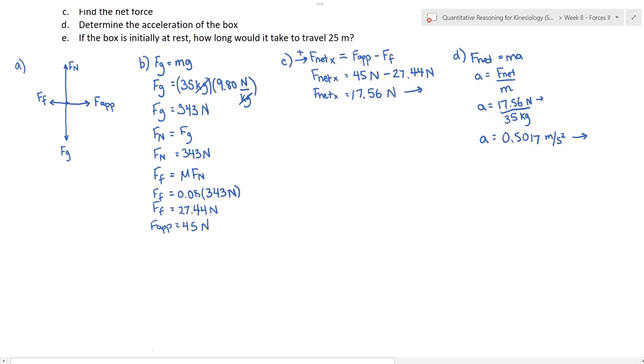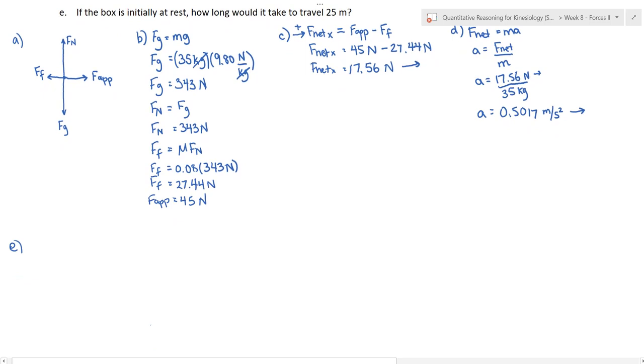All right, so we've done A through D so far, and now we can move on to part E. In part E, the question is giving us some variables. The box is initially at rest. How long would it take for it to travel 25 meters? So it's asking us to use a kinematic equation to solve for the amount of time it takes to travel a certain distance. Okay, let's write down everything that we know here. So the box is initially at rest, so that means that the initial velocity is 0 meters per second. How long will it take? So that means they're asking for the change in time. How much time does it take to travel 25 meters? That's the distance traveled, which would be delta s is 25 meters.